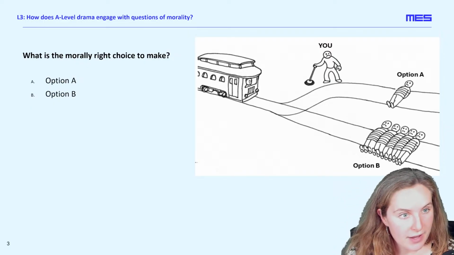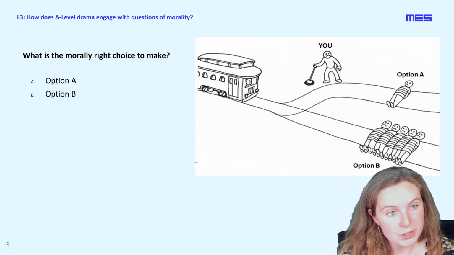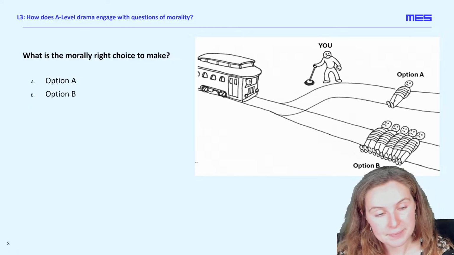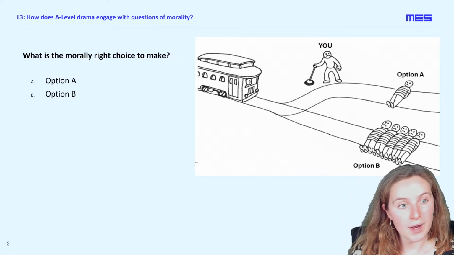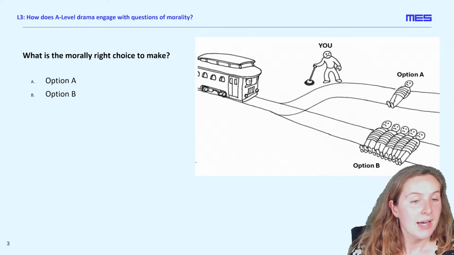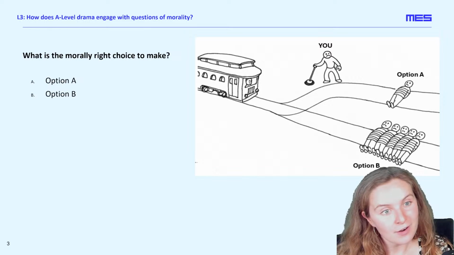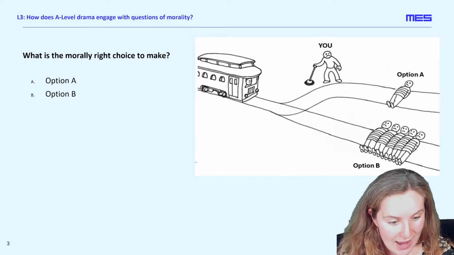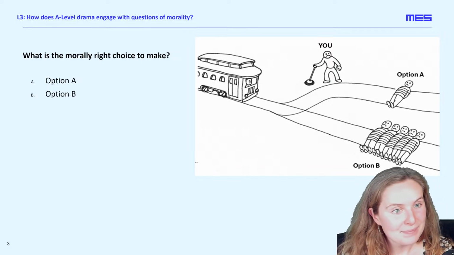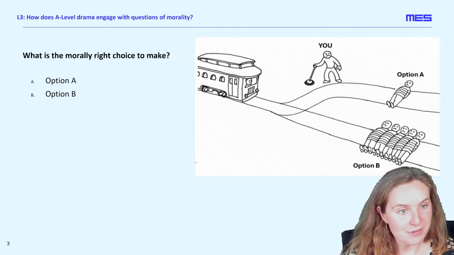Some could argue that in choosing to flip the switch towards option A, you're actually saving the greater loss of life, right? You are sacrificing the 1 to save the 5. This becomes slightly more complicated if you think about who these people are and you humanize both A and B, and each individual life being lost.